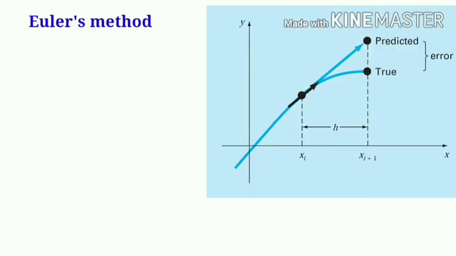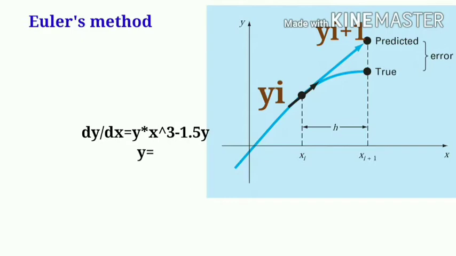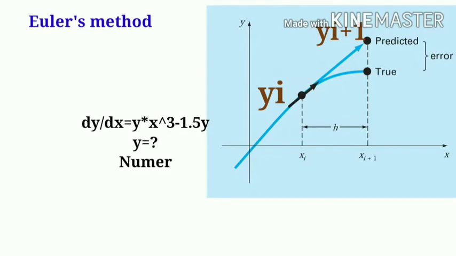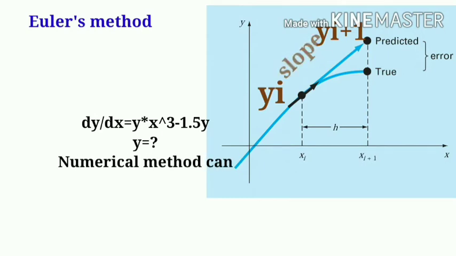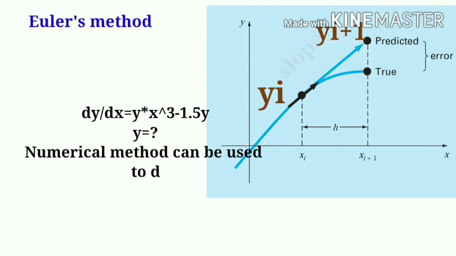So today we'll see Euler's method. Here, if one differential equation is given, dy by dx is equal to, say, y into x cube minus 1.5, and we don't know the variation, that is y. So if we are not able to integrate it analytically, we will use a numerical method.